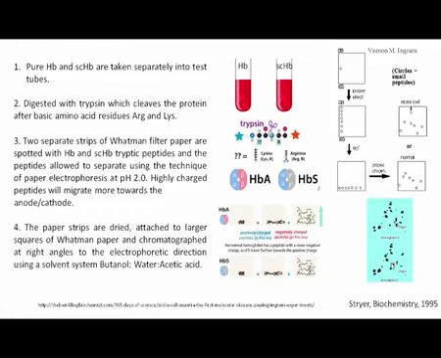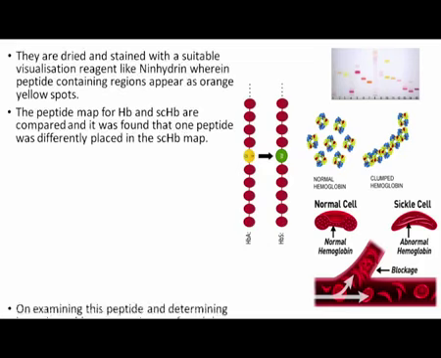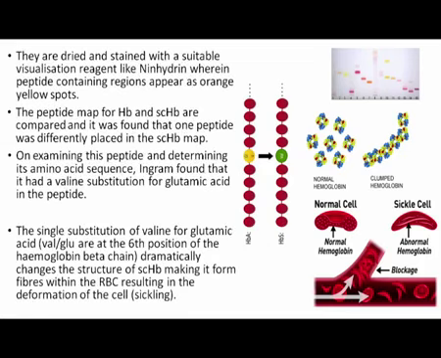So, that is what discriminates the two proteins, and that is how Ingram first came to know that there is a substitution of glutamic acid by valine. So, glutamic acid by valine. This single substitution of the valine for glutamic acid at the 6th position of the hemoglobin dramatically changes the structure of the sickle cell hemoglobin and makes it form fibers within the red blood cells, resulting in the deformation of the sickle cell, as is shown in this diagram.